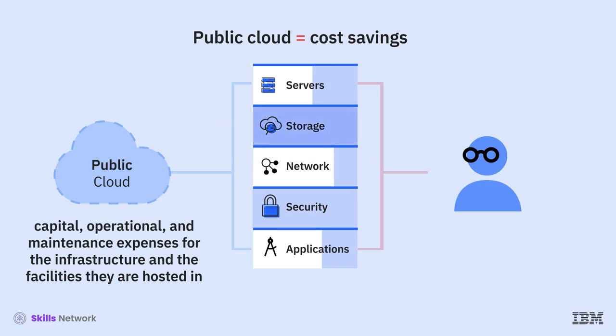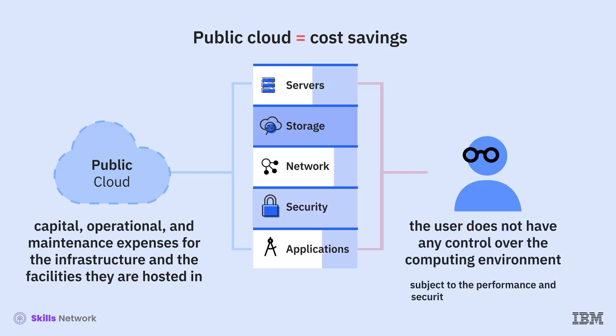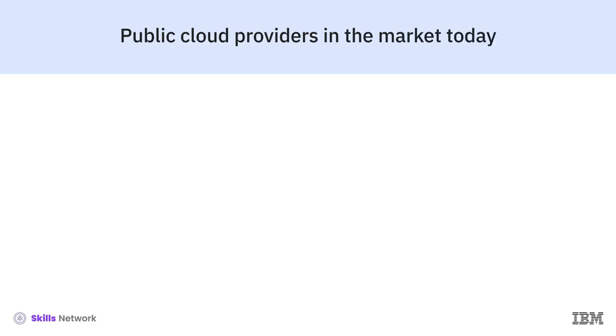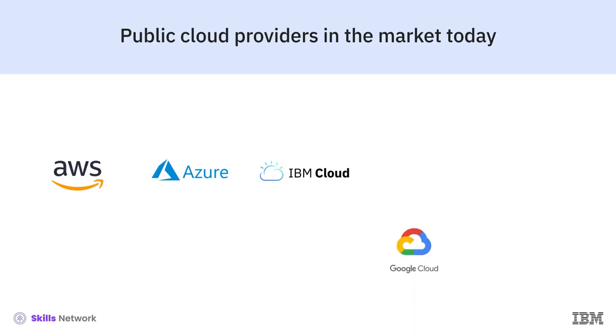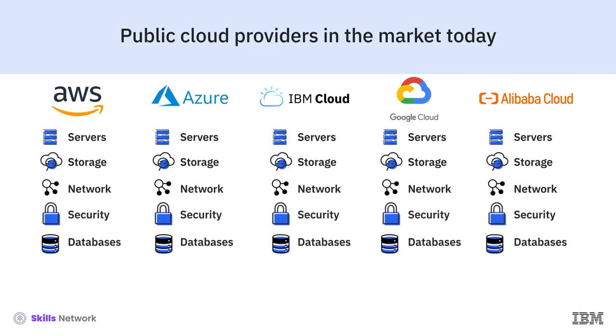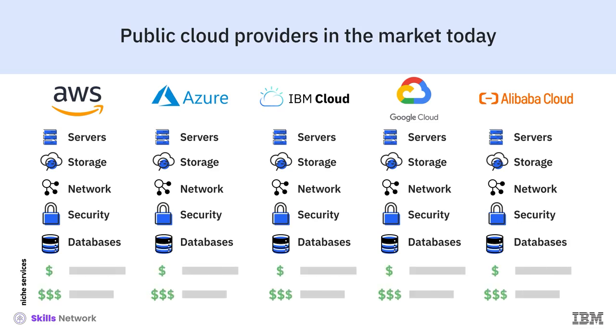However, with a public cloud, the user does not have any control over the computing environment and is subject to the performance and security of the cloud provider's infrastructure. There are several public cloud providers in the market today, such as Amazon Web Services, Microsoft Azure, IBM Cloud, Google Cloud Platform, and Alibaba Cloud. While all providers include a common set of core services, such as servers, storage, network, security, and databases, they also offer a wide spectrum of niche services with varied payment options.